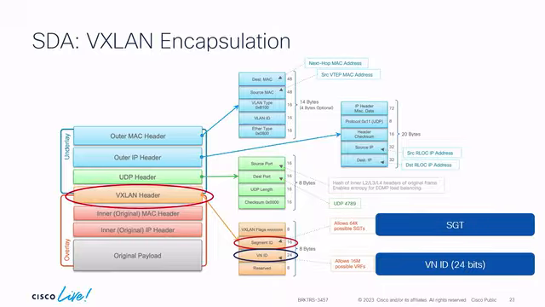In practice, this is how the packet is going to look like. So this is SDA, and this is VXLAN. In VXLAN, we have the VXLAN header. The VXLAN header will have a segment ID, which is basically the place where we're going to store the security group tag.